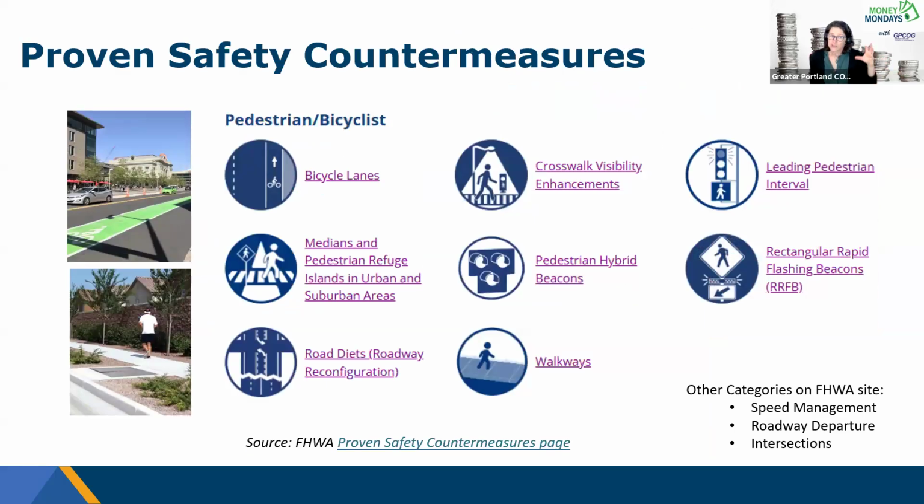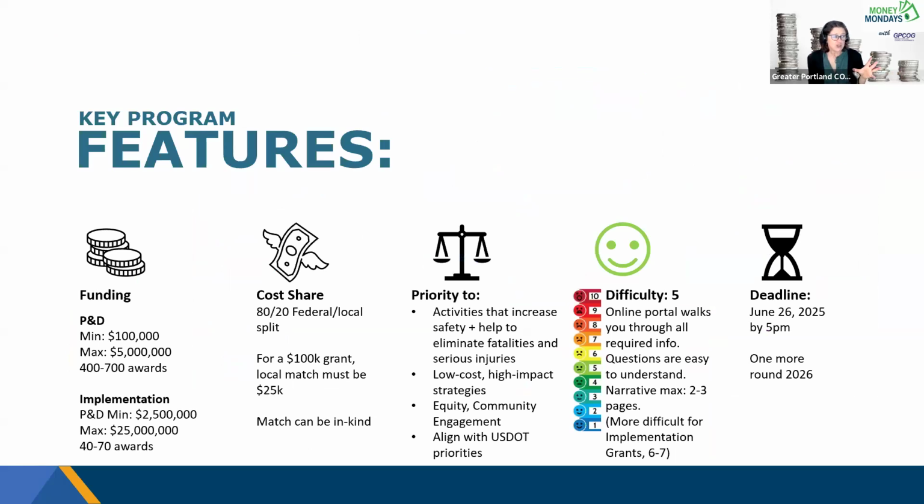If you are looking to figure out what you might want to do, FHWA has a nice page of proven safety countermeasures. These are the pedestrian and bicyclist ones, but they also have some around speed management, roadway departure, and intersections. So those are good to look at. Key features, I have the funding, minimum and maximums here for both of them. The cost share is an 80-20 split. So if it's a $100,000 grant, the total project is 125 and you're responsible for 25 of that. The match can be in kind.